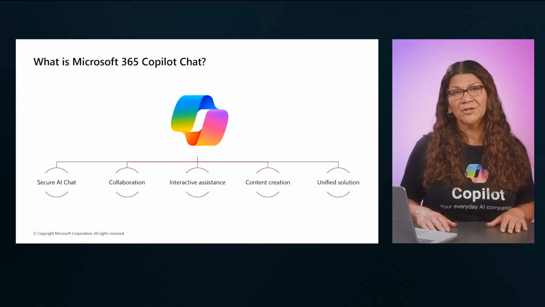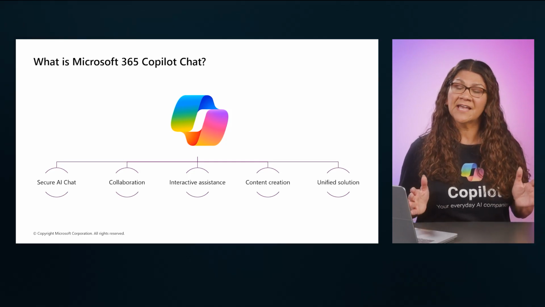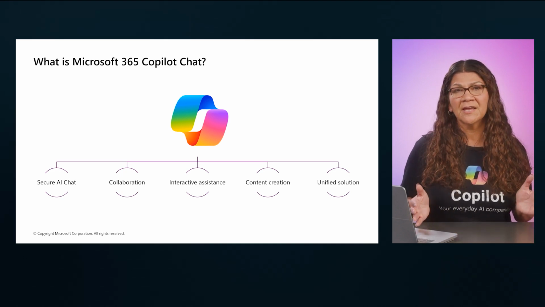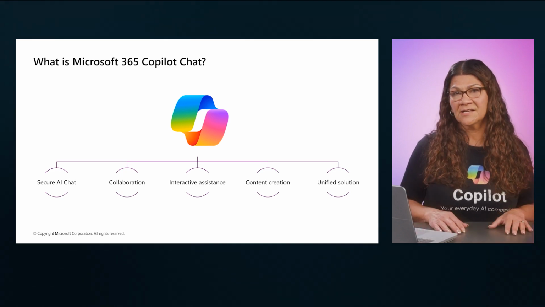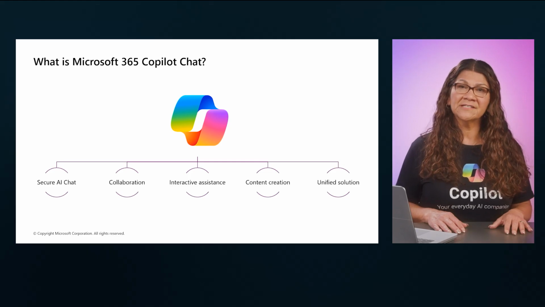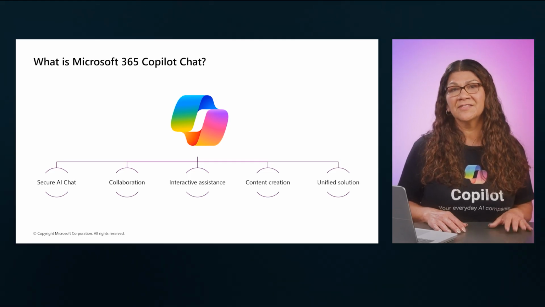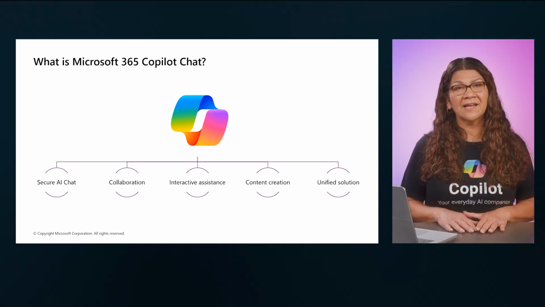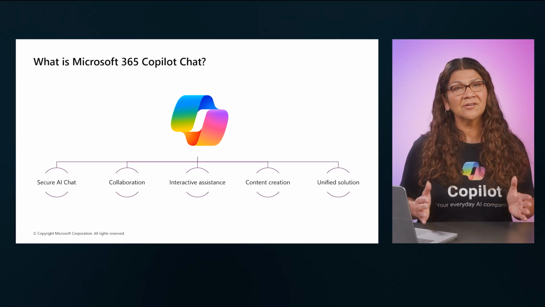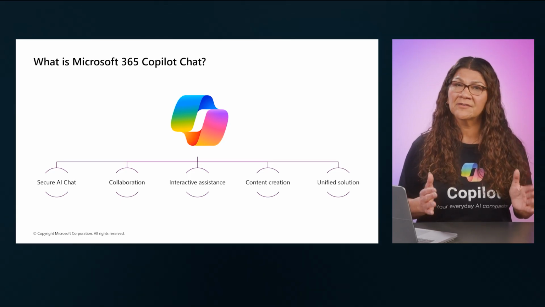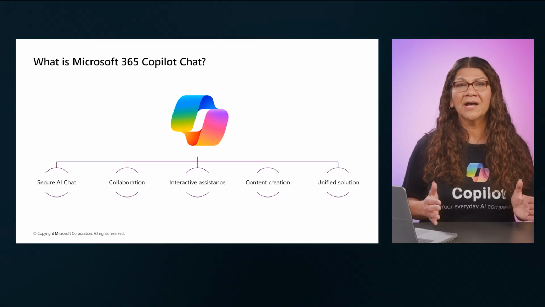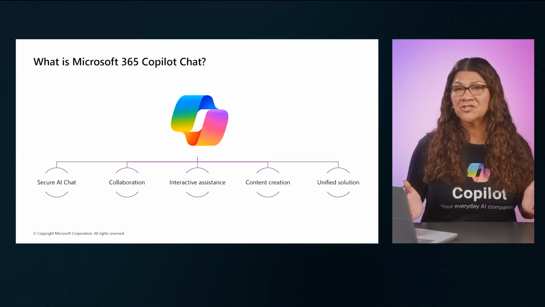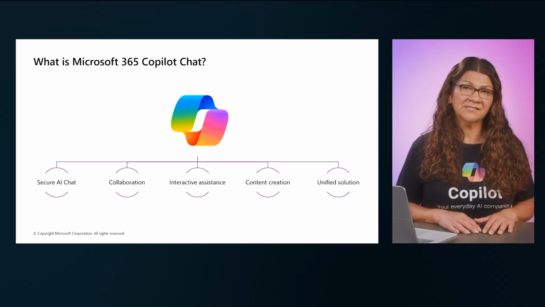Microsoft 365 Copilot Chat is an advanced AI-powered assistant designed to supercharge your productivity by working right alongside you, understanding your priorities, your organization's context, and the content you use every day. It begins with secure AI chat, ensuring every interaction respects your Microsoft Graph permissions, so Copilot only accesses the files, emails, meetings, and chats you're already authorized to see.